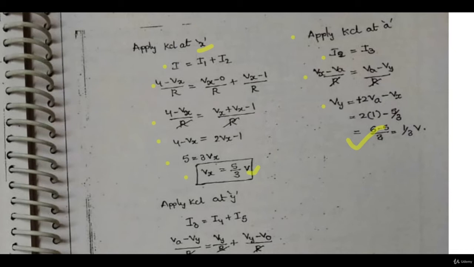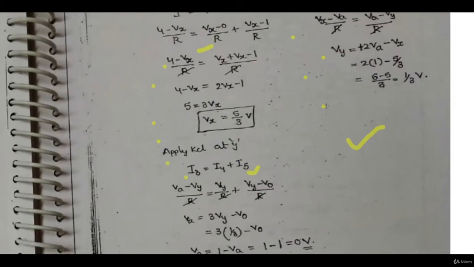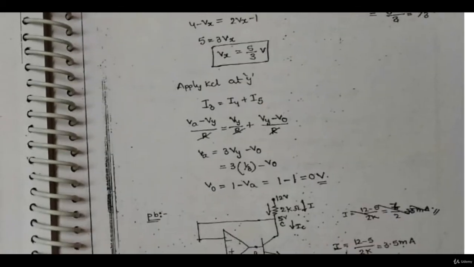Now you apply the KCL at Y node. Once you apply it, you will get I3 is equal to I4 plus I5. That is Va minus Vy divided by R is equal to Vy divided by R plus Vy minus V0 divided by R. Va is equal to 3 Vy minus V0. Vy we have calculated here, that is 3 into 1 by 3 minus V0. So Va will be 1 minus V0. V0 is equal to 1 minus Va, that is 0 volts.